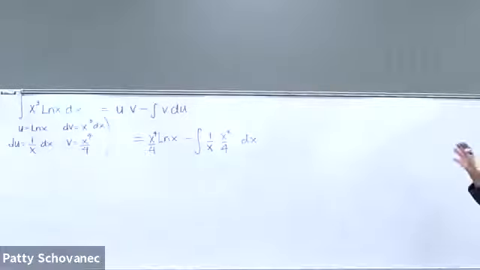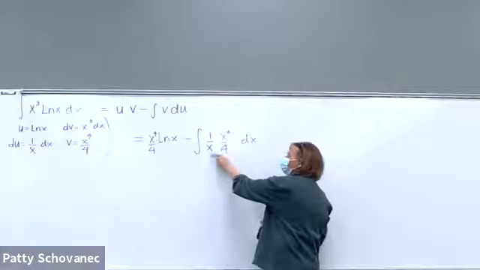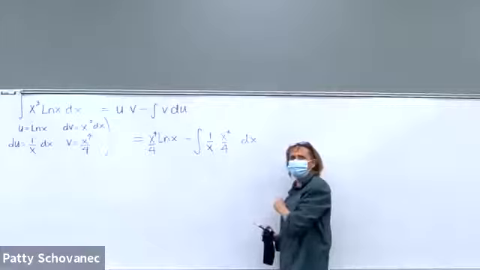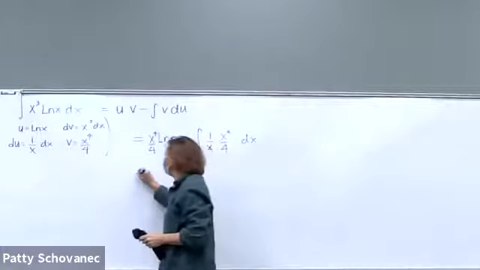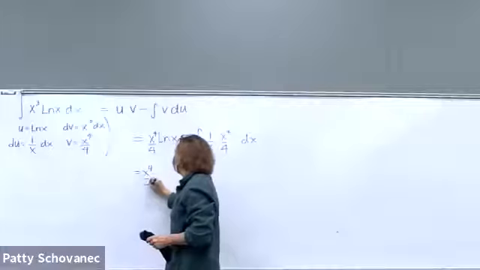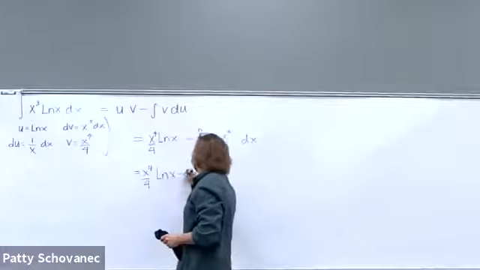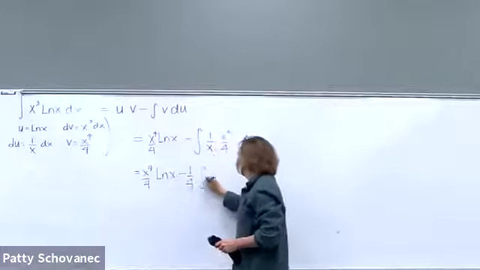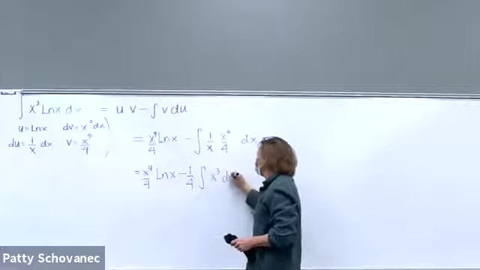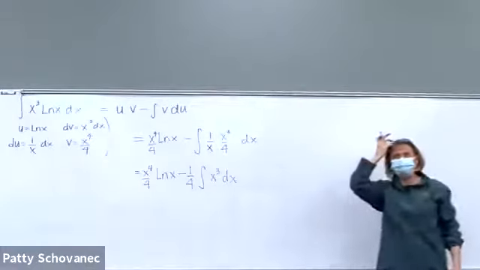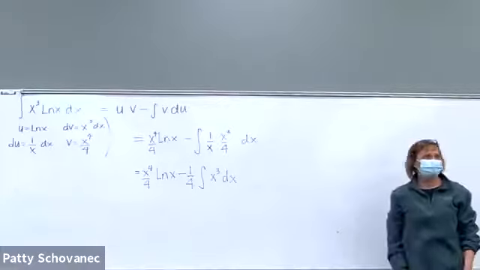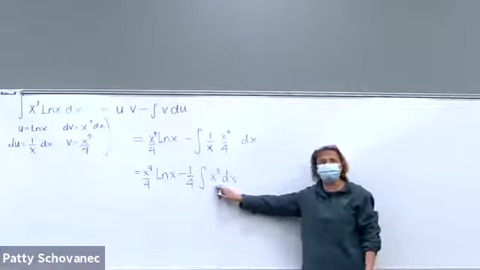Always, always, always simplify that resulting integral before you try anything on it. So we can simplify by pulling this 4 out as a 1/4. This x divides into that, leaving me an x cubed. Then the integral of the x cubed here at the end is going to be an x to the 4th over 4.